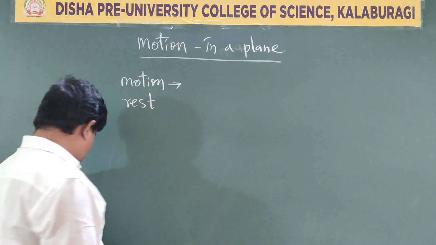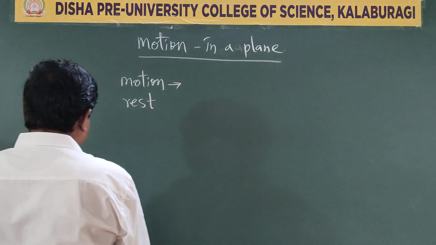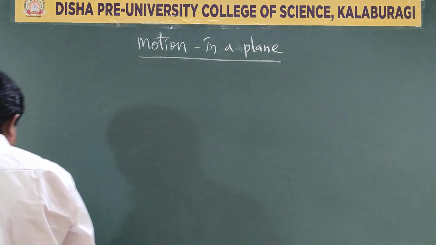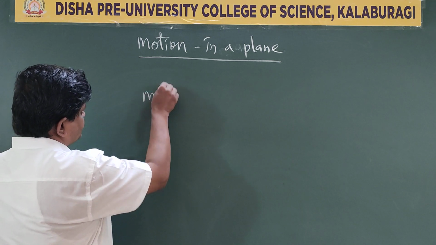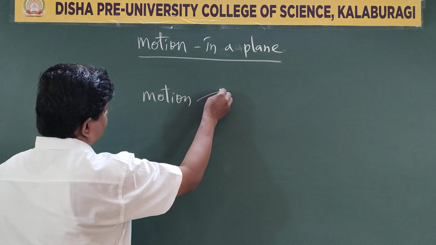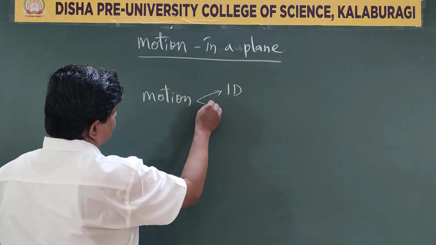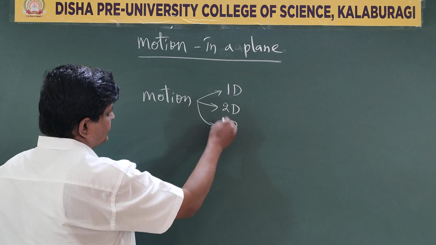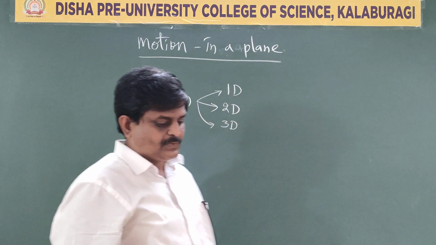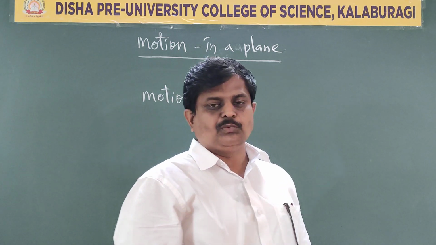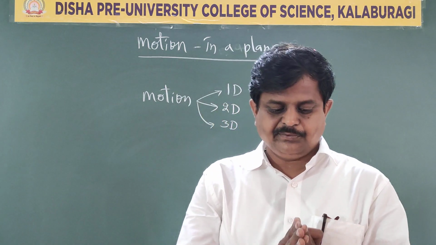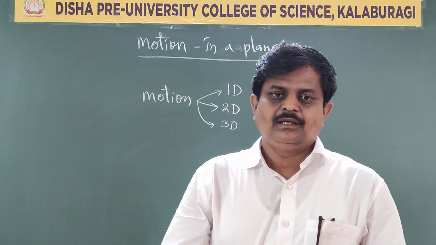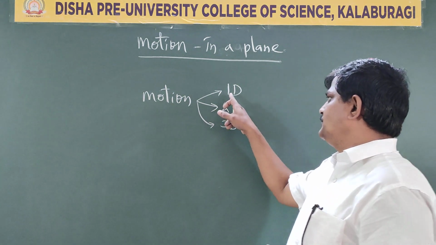Now we move on to the types of motion. So we can analyze the motion of an object in one dimension. Motion can be analyzed under one dimension. It can be analyzed under two dimensions. It can be analyzed in three dimensions. What do you mean by one dimension? One dimension means motion, generally speaking, we say if an object describes a motion along a straight line, that could be called by the name one dimension.